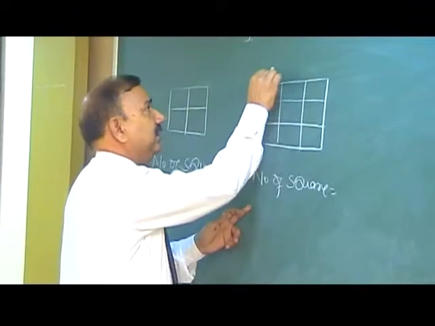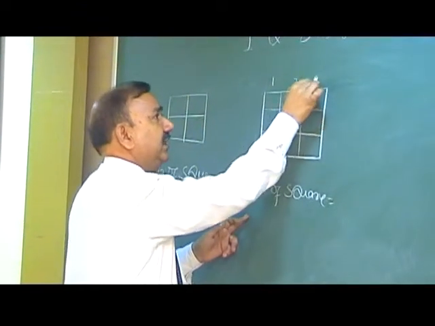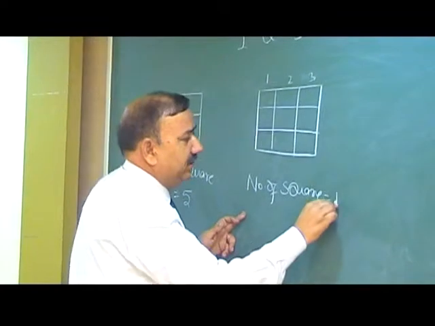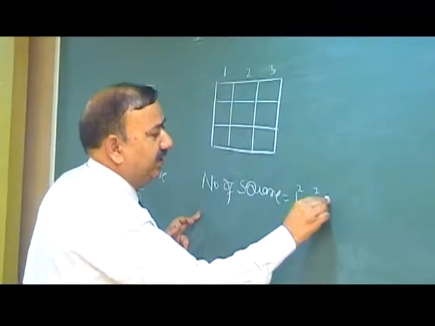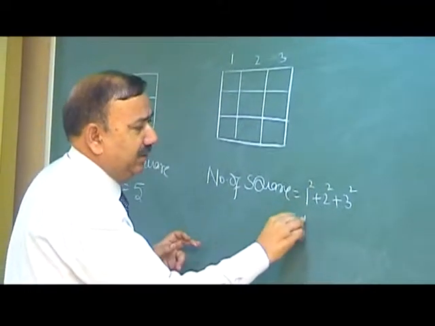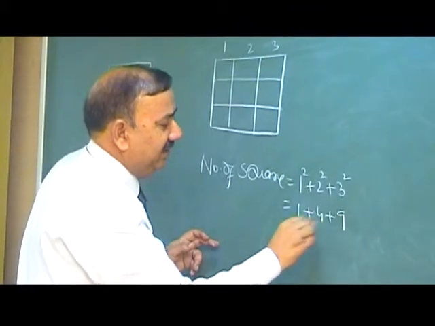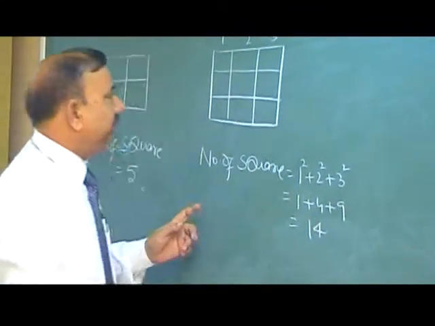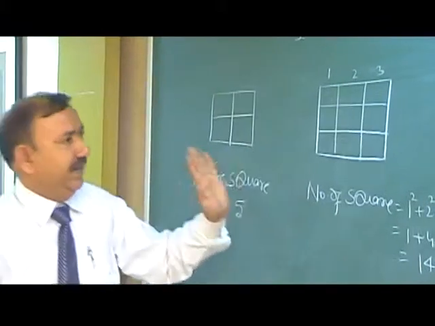What is that? You write 1, 2, 3. Here are 3 columns. So that is 1 square, 2 square and 3 square, which comes to 1, 4 and 9. This is 14. Here are 14 squares in this given diagram.